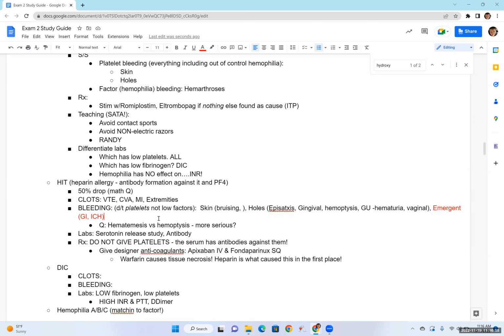CLL does not. Sorry, CML does not, right? The reason why CML does not is because it's usually the adult version of the cells, but it can make a U-turn and go right back over and cause elevation of the other cell lines, like platelets. Okay, so what's more serious, hematemesis or hemoptysis?